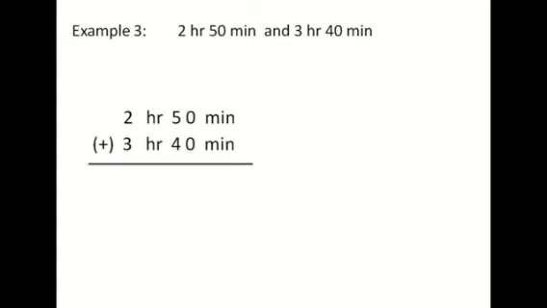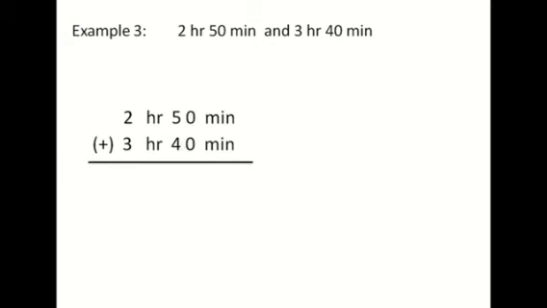Now work out this sum. Here you have to add 2 hours 50 minutes with 3 hours 40 minutes. So please write down 2 hours 50 minutes, and down of that 3 hours 40 minutes. So what will we do? We will add the minutes first. So 50 plus 40 gives you how much? 90. Yes. So here you observe carefully.